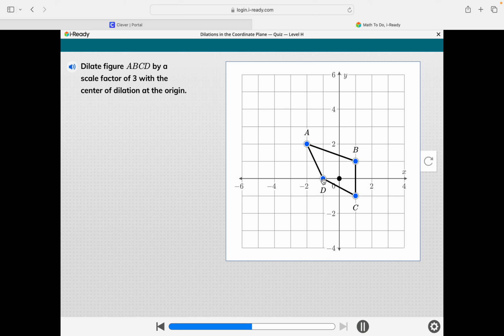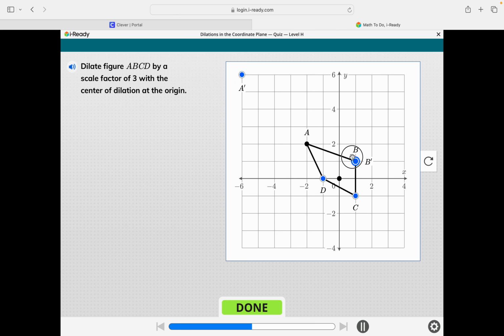Do you want to do it or me? I want to do it. I love plotting and writing. Okay, thank you. So A prime moves from the origin 0, minus 6 all the way, and plus 6 all the way up top.